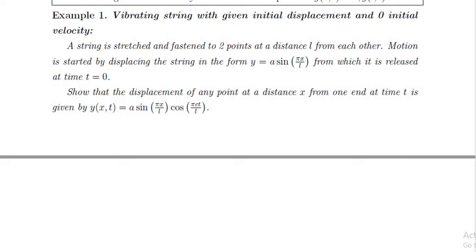Now we can see an example. In this example, we have a vibrating string with the given initial displacement and 0 initial velocity. There are different cases we can consider case by case. A string is stretched and fastened to 2 points at a distance L from each other. Motion is started by displacing the string in the form y = a sin(πx/L), from which it is released at time t = 0. Show that the displacement of any point at a distance x from one end at time t is given by y(x,t) = a sin(πx/L) cos(πct/L).